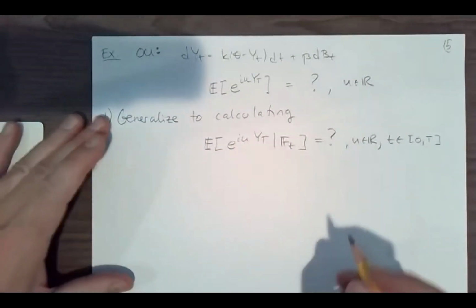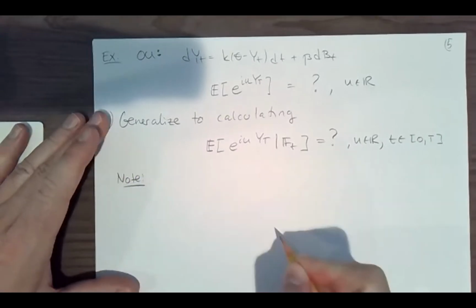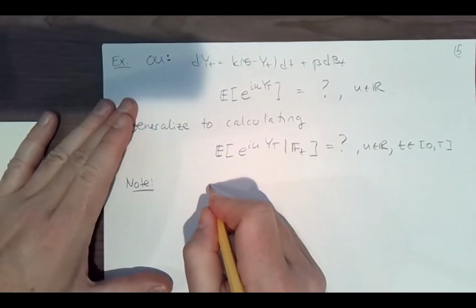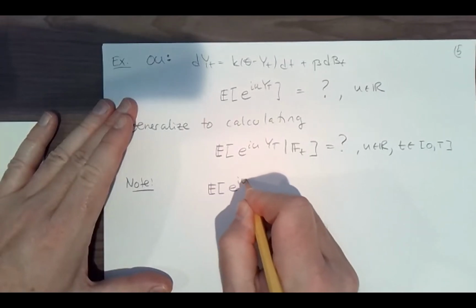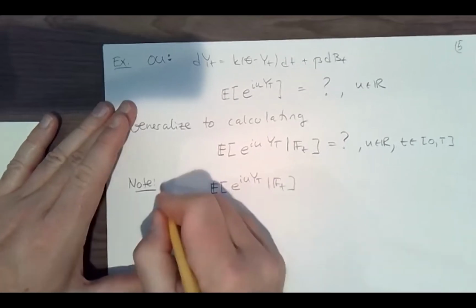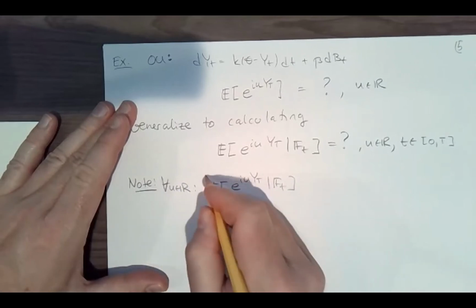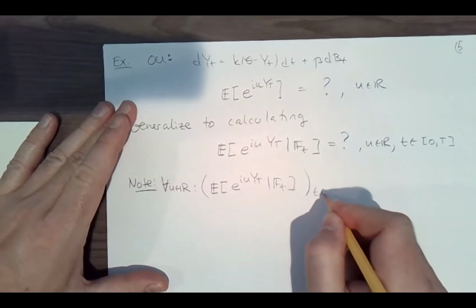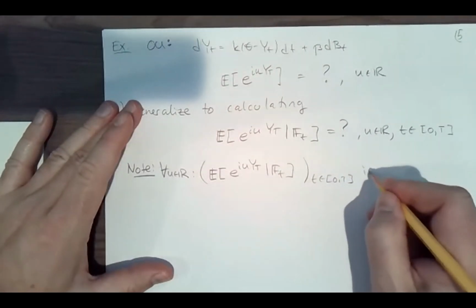And then we note that this stochastic process, let me write it out. You know that for any u, this stochastic process here, indexed by T, is a martingale.